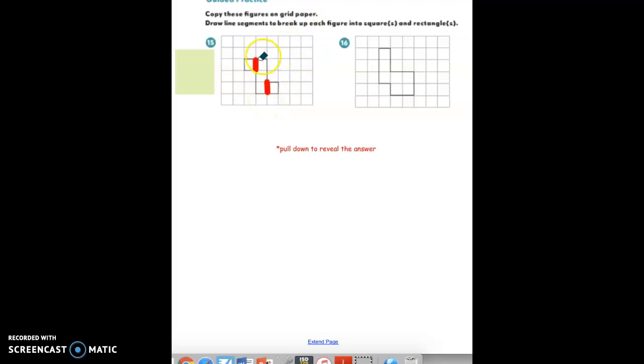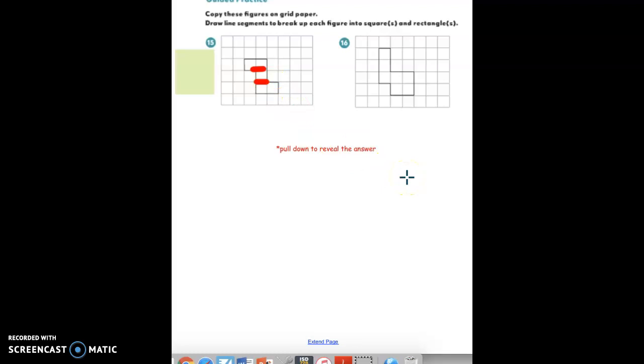And I bet some of you are already thinking, oh, I know another way, Mrs. Hubert. Hang on one second while I get this thing to erase. You could also go this way too, couldn't you? And have 2 rectangles and 1 square. You're right on the money.